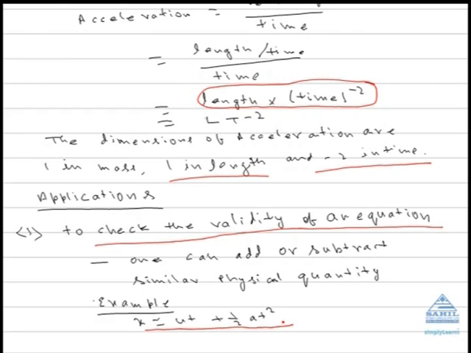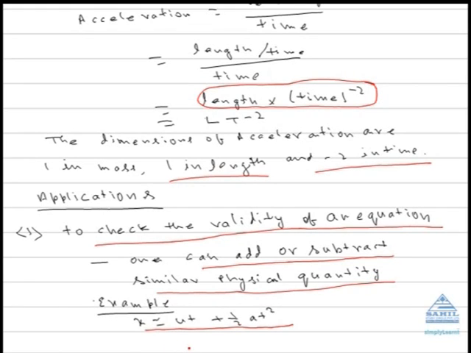Now here we must understand that we can add or subtract only similar quantities. You cannot add length with time. While checking the validity of an equation, we make use of this concept.